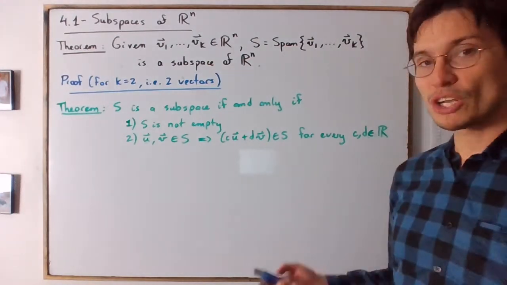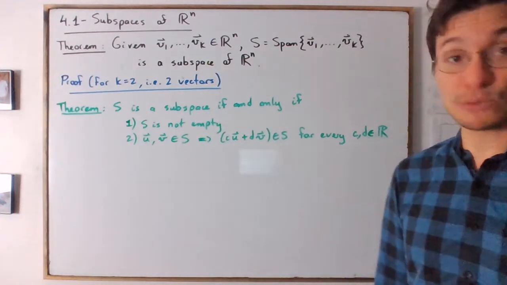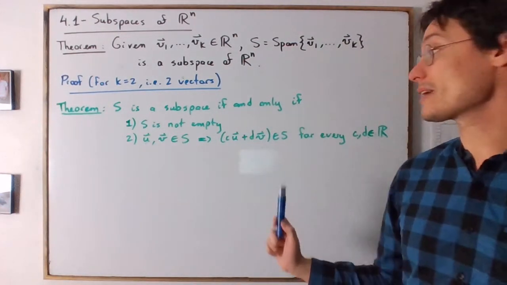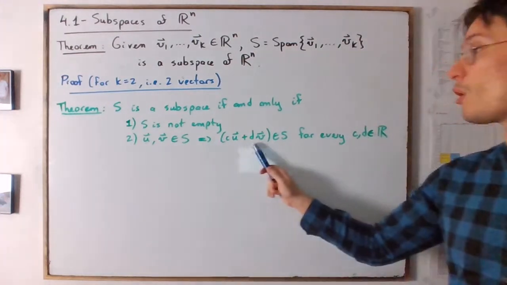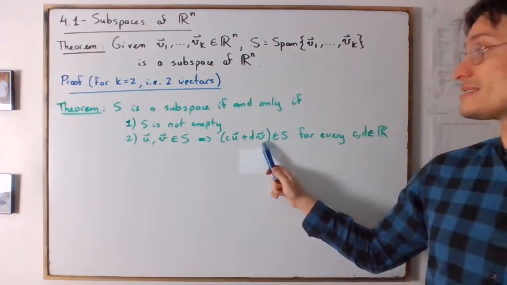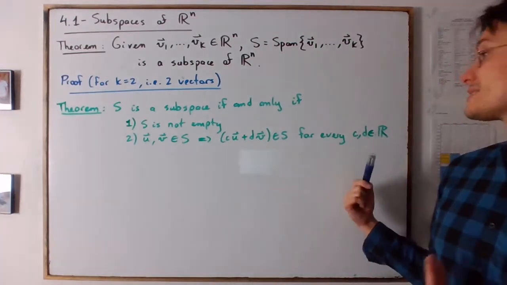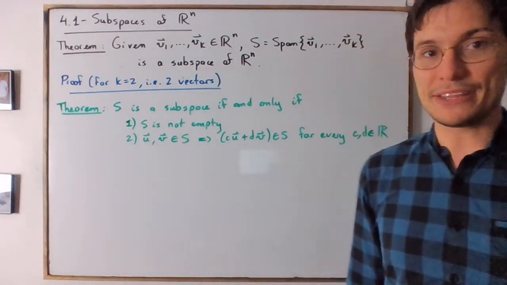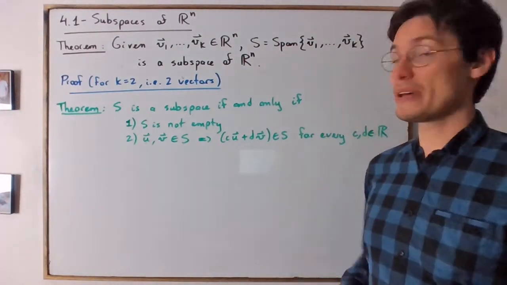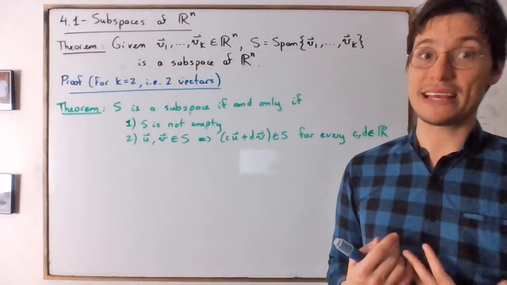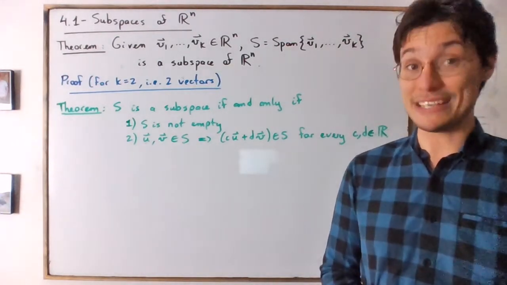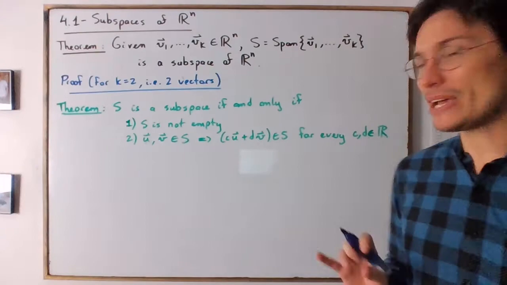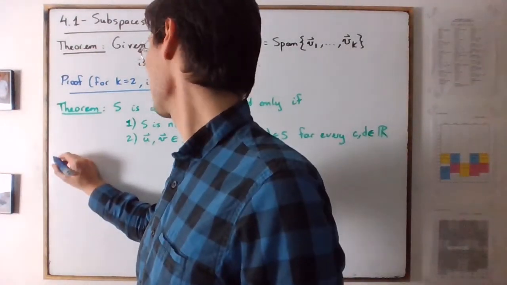To do this proof, we need this theorem that we have seen in class. S is a subspace if and only if S is not empty, and this property holds: if U and V are in S, then CU plus DV is in S, regardless of C and D in R, and regardless, of course, of U and V in S. In other words, a subspace is a non-empty set that contains all its linear combinations. So let's get going. Part 1 is easy. Part 2, we have to be careful. Let's start with 1.